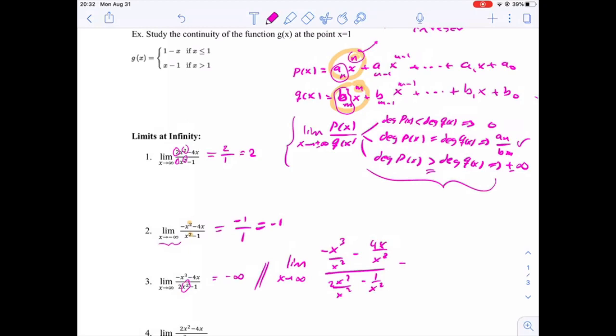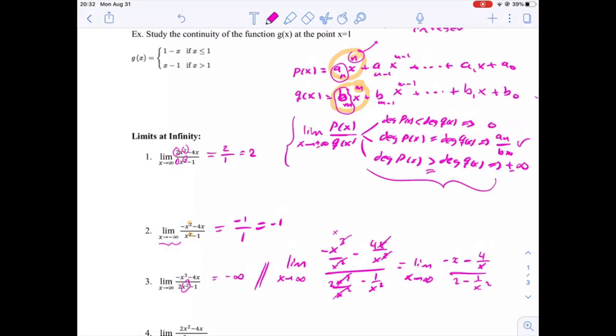And then we can simplify. We can divide x cubed by x squared. We are left with x, so negative x minus. Now here we divide 4x by x squared, and that gives 4 over x. And from the denominator, we have 2 minus 1 over x squared.